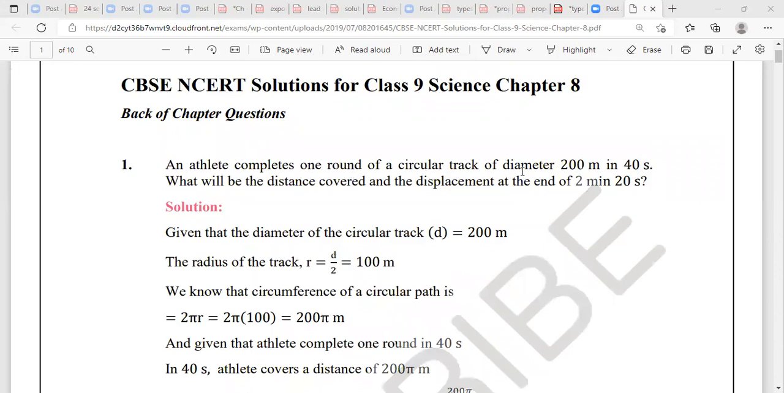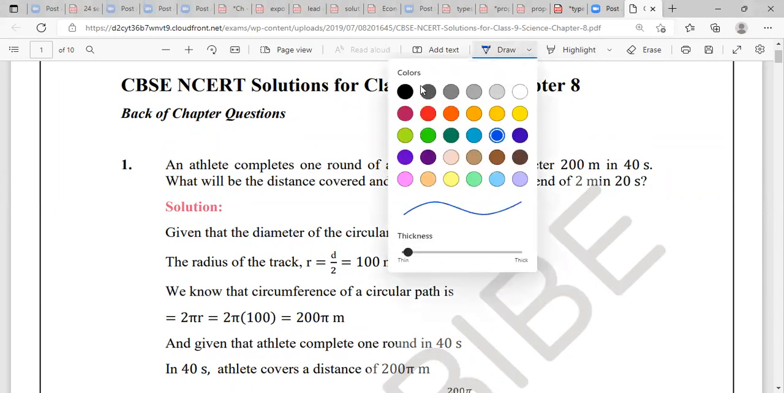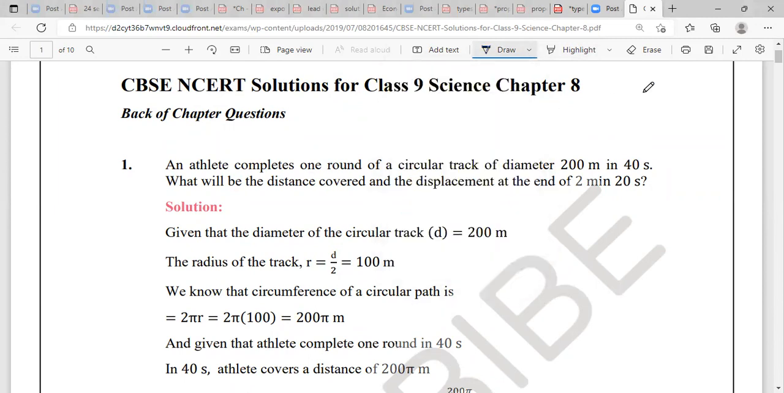One round of circular track. So you remember when we were doing the last topic where we did the circular speed, the circular distance, where you are going to take the diameter? For example, this is circular. So what is the formula? You are going to take the circumference of the circle, right?